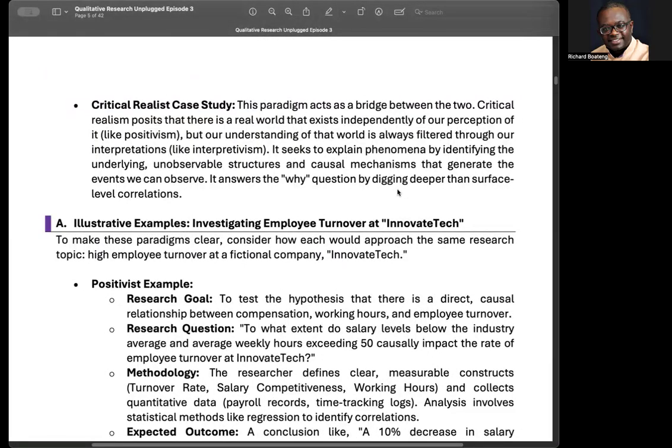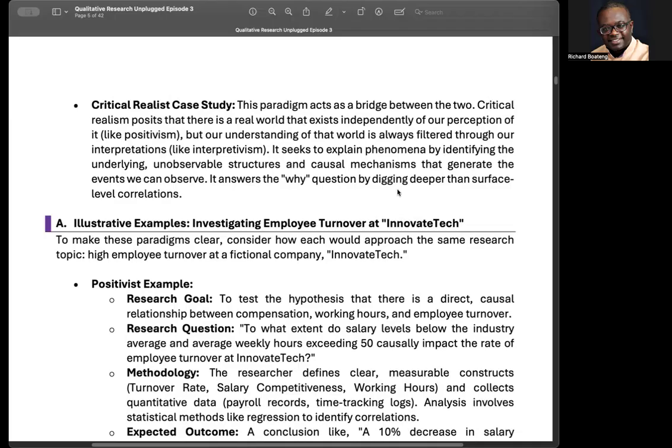It agrees with positivism that there is a real world out there that exists independently of our minds. Structures are real. Okay, so reality exists. Yes. But it agrees with interpretivism that our understanding of that reality is always filtered through our interpretations, our concepts, our social locations. We can't access reality directly or perfectly. So it acknowledges both objective reality and subjective understanding.